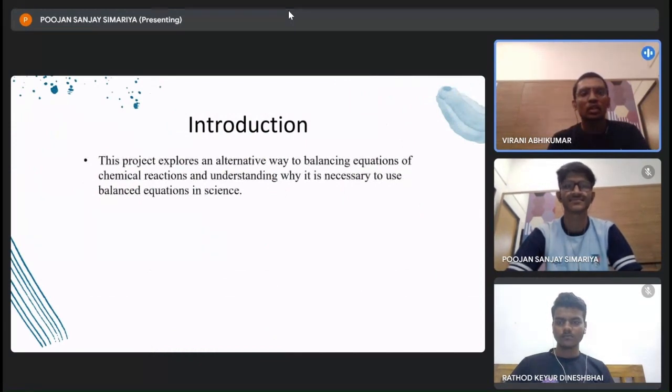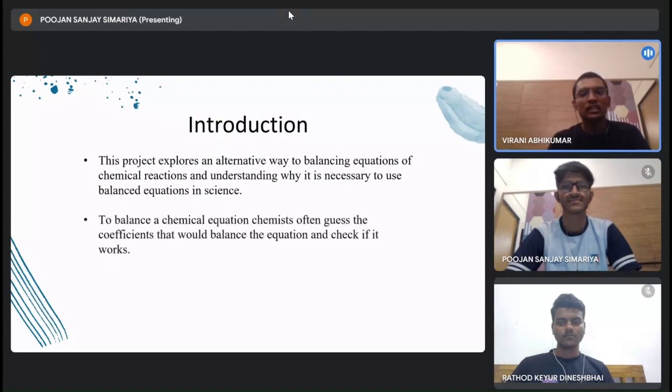This project explores an alternative way of balancing equations of chemical reactions and understanding why it is necessary to use balanced equations in science. Balanced chemical equations are fundamental in chemistry as they represent the conservation of mass in chemical reactions. They provide a concise and quantitative description of a chemical reaction, showing the reactants and products involved and the stoichiometry of the reaction. Balanced chemical equations are a crucial tool in chemistry, providing a framework for understanding and predicting chemical reactions, and are essential for a wide range of applications in the field.